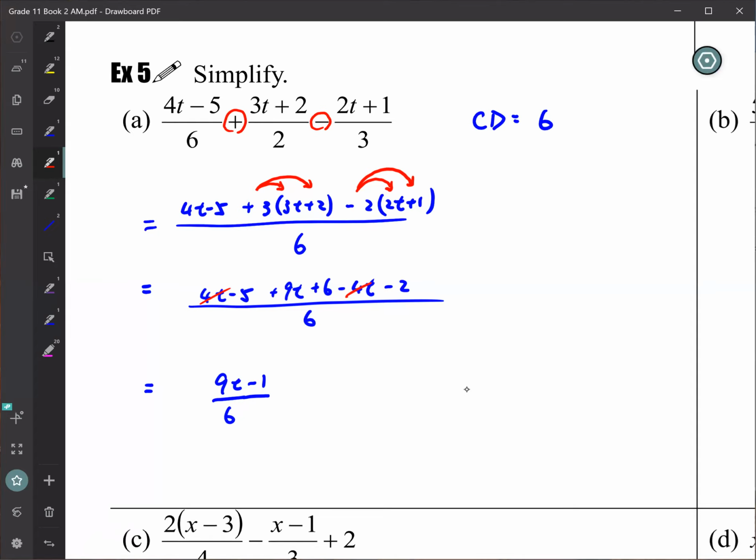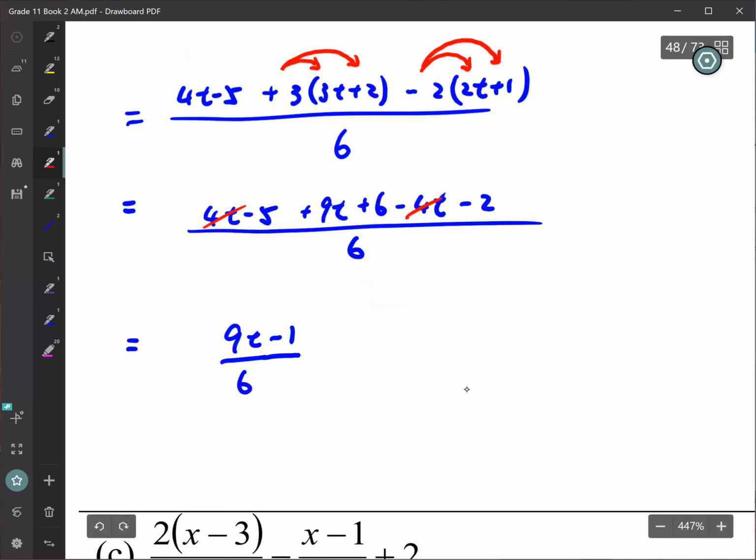Yeah, okay, looks good. Now, another mistake I sometimes see is you see a 9t minus 1 over 6, and then you say, okay, I like canceling, makes me feel better, and I start to reduce. Let's say, oh, I can reduce these two. Write down 2, divide by 3, and then your final answer will be 3t minus 1 over 2.